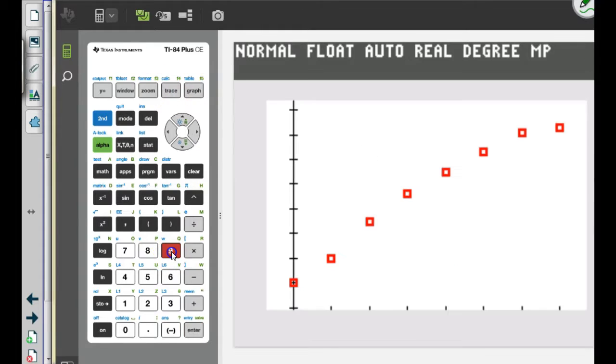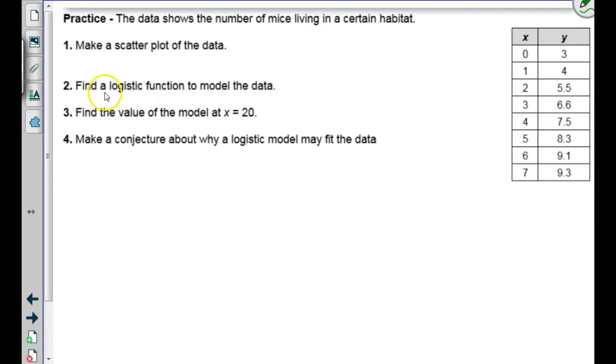But I still have to do the Zoom 9. Anybody get this? So it's growing and then flattening out? Everybody okay? All right. So it says to find a logistic model. Okay.